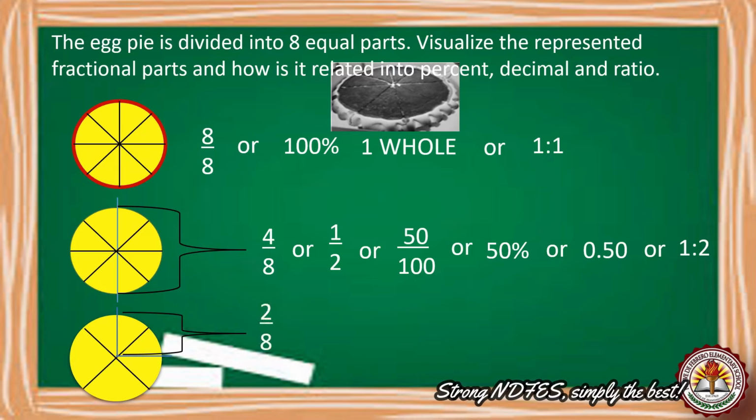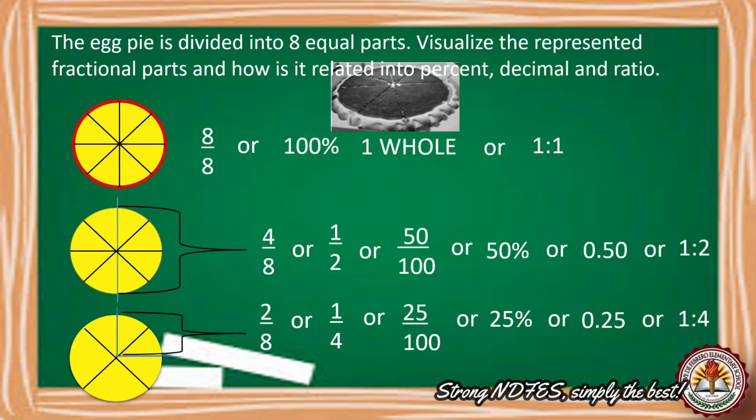What if we just ate 2 parts of the cake? So in fraction, that is 2 over 8. Lowest term, that is 1/4. In higher term, that is 25 over 100. Or in percent, that is 25%. We change to decimal, that is 25 hundredths, and in ratio, that is 1 to 4.